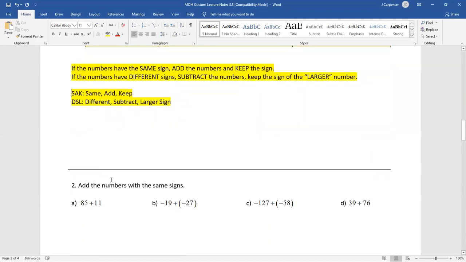So let's try out a few of these. Add the numbers with the same signs. They're spoiling things a little bit here, but it is what it is, right? So 85 plus 11. That's a positive 85 and a positive 11. So this is going to be SAK. Same, add, keep. And 85 plus 11 is going to be 96. And those are both positive numbers. So 96 is the answer. We keep the sign positive. That's all we have to do.